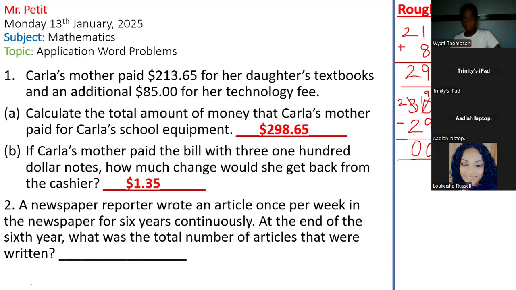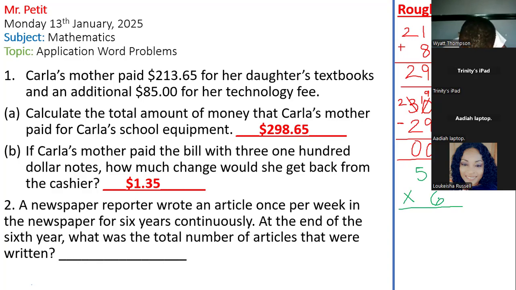Very good. So how many articles does she write in 1 year? Anyone can answer. 52. Because there are 52 weeks in a year, right? Now, how many articles does she write in 6 years? It's going to be 52 multiplied by what? Multiplied by 6.